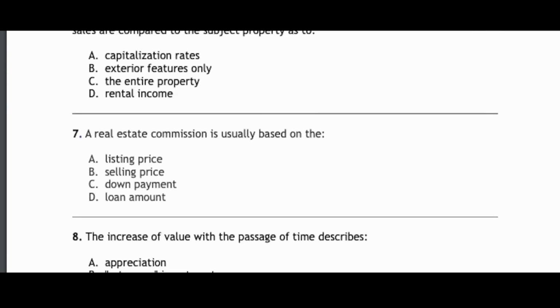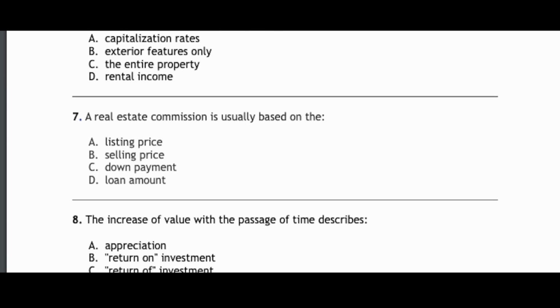Number 7. A real estate commission is usually based on the A, listing price, B, selling price, C, down payment, or D, loan amount. The answer is, there it is. B, selling price. Real estate commissions are usually based on a percentage of the selling price. All right, moving on. 8.